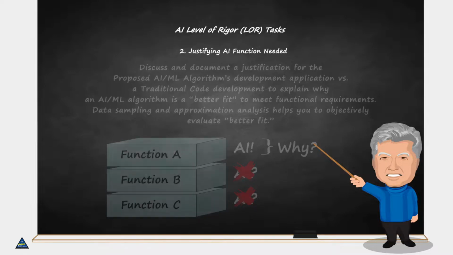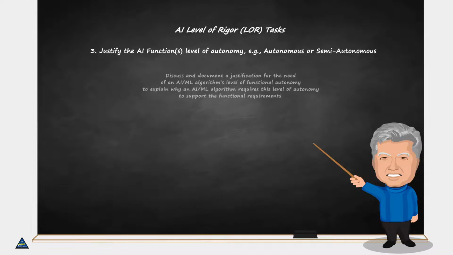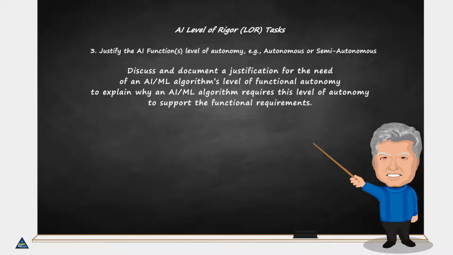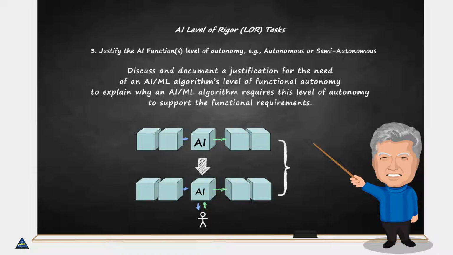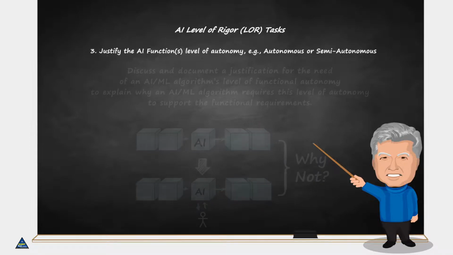And the point is to be able to describe that and ensure that we're not adding risk when we don't need to. The third AI level of rigor task is called justifying AI function's level of autonomy. It's specifically wanting the data scientist or the program to justify why that level of autonomy is being used. Why is it going to be fully autonomous or semi-autonomous? Or does it need to be autonomous at all? Because the more autonomy it has, the more risk it has. And the goal here is to always reduce the risk of the AI function, because the AI function has both that magical side, but it also has that dangerous side.